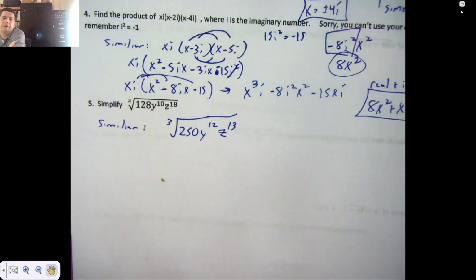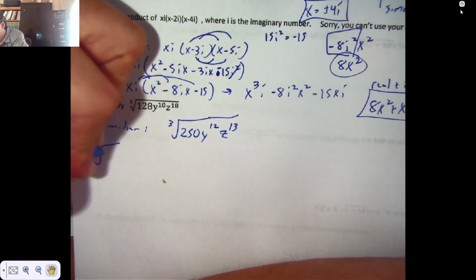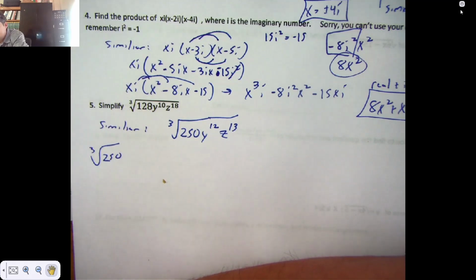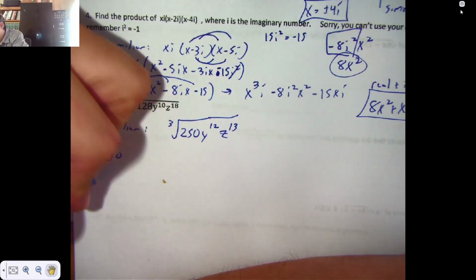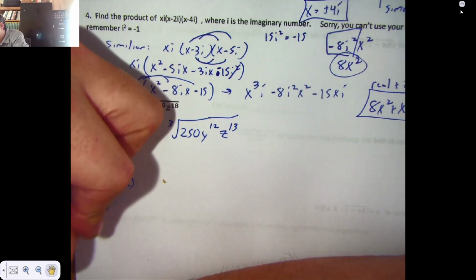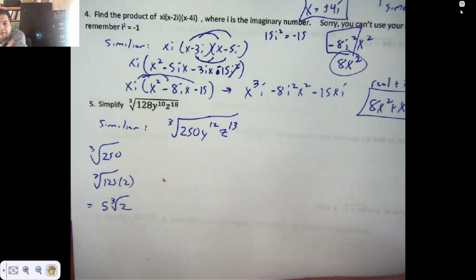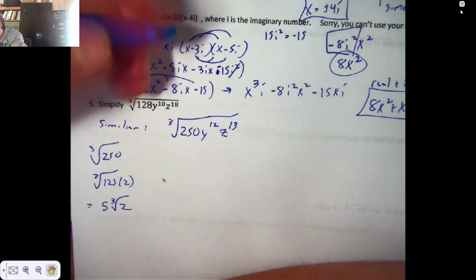Number 5, simplify the cubic root of 128y to the 10th z to the 18th. Here's my similar example. Simplify the cubic root of 250y to the 12th z to the 13th. So what I'm going to do is focus on the number first. The cubic root of 250, it's even. Everything even is divisible by 2. That's the cubic root of 125 times a 2, which is 5 cubic roots of 2, because the cubic root of 125 is 5, because somebody asked you to memorize it.